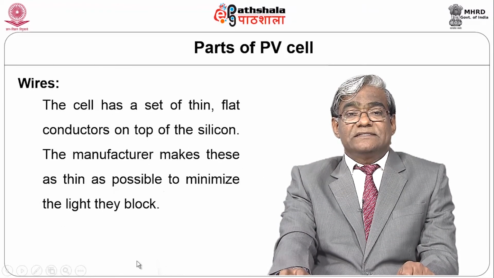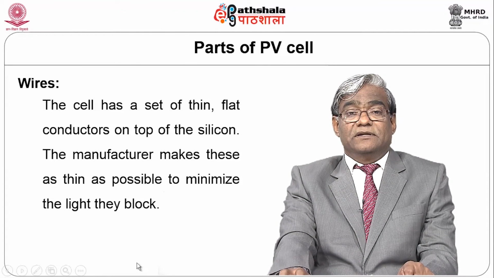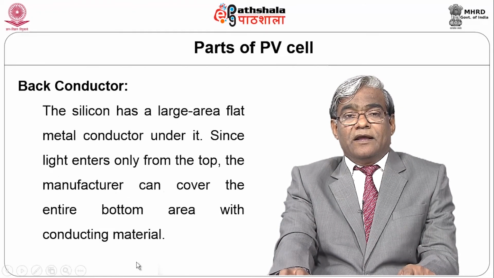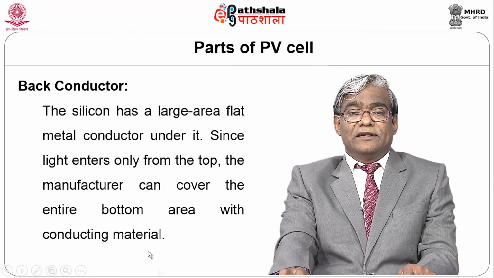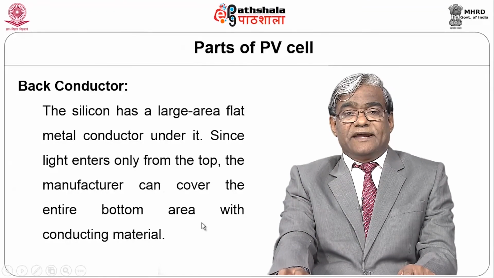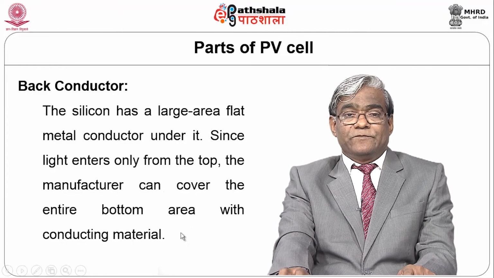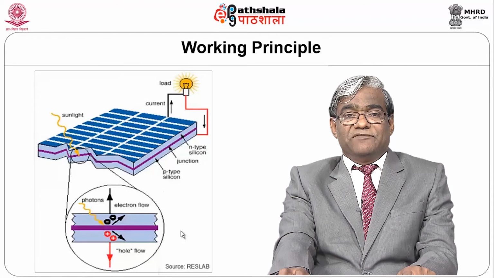And the wires: the cell has a set of thin and flat conductors on top of the silicon. The manufacturer makes these as thin as possible to minimize the light they block. And the back conductor: the silicon has a large area flat metal conductor under it. Since light enters only from the top, the manufacturer can cover the entire bottom area with conducting material. These are the components of the solar PV cell.